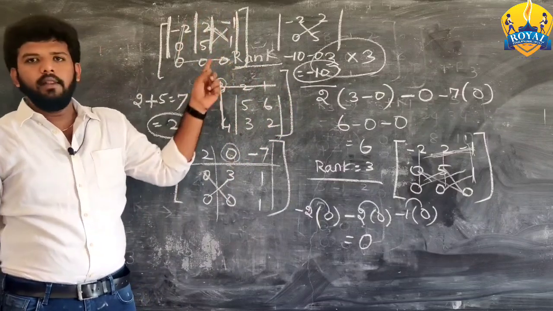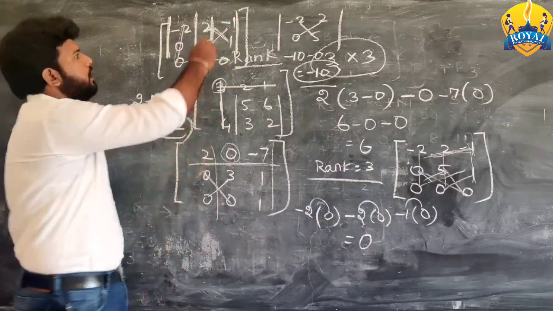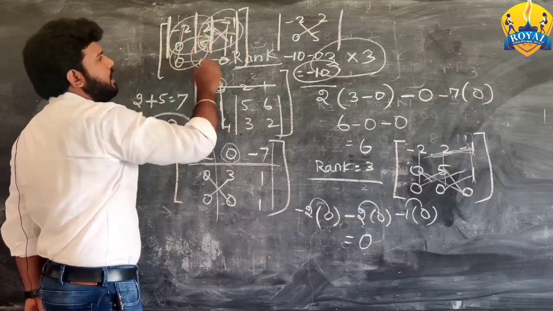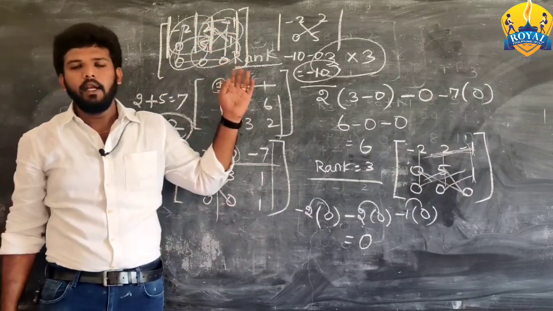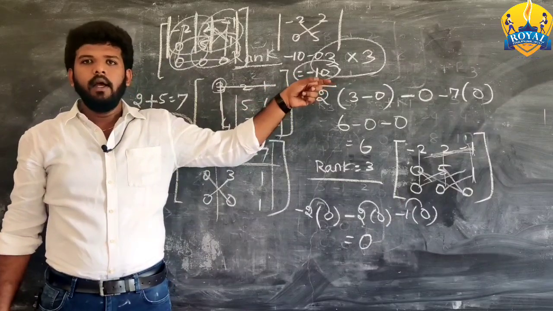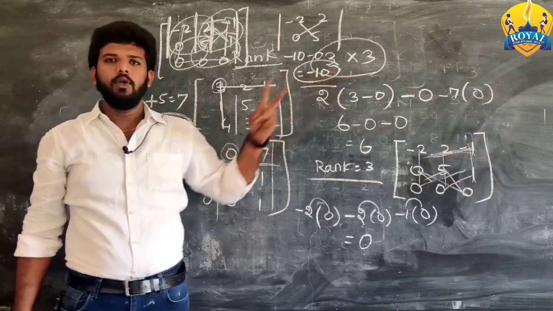Okay? For the 2 cross 2 you can take any combination, right? So you can take this, you can take this, right? Or otherwise the bottom one, these 4. Right? You can take any combination and you can see. Okay? The value is a non-zero number and hence the rank is equal to 2.